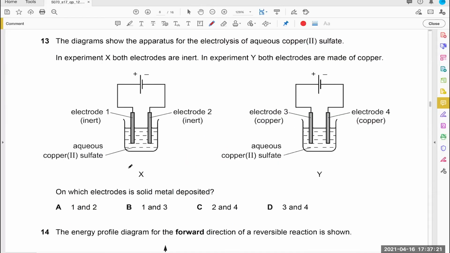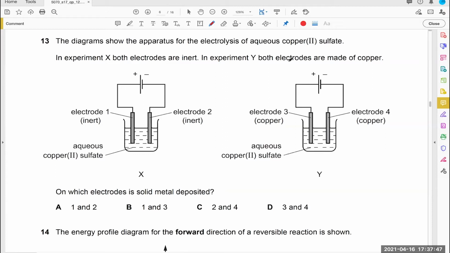The diagram shows the apparatus for electrolysis of copper(II) sulfate. Okay, here it hasn't told us whether it is dilute or concentrated. One reason for that is that copper is less reactive than hydrogen. So no matter what happens, whether it's dilute or concentrated, copper is the one that's going to go. In experiment X, both electrodes are inert. In experiment Y, both electrodes are made of copper.